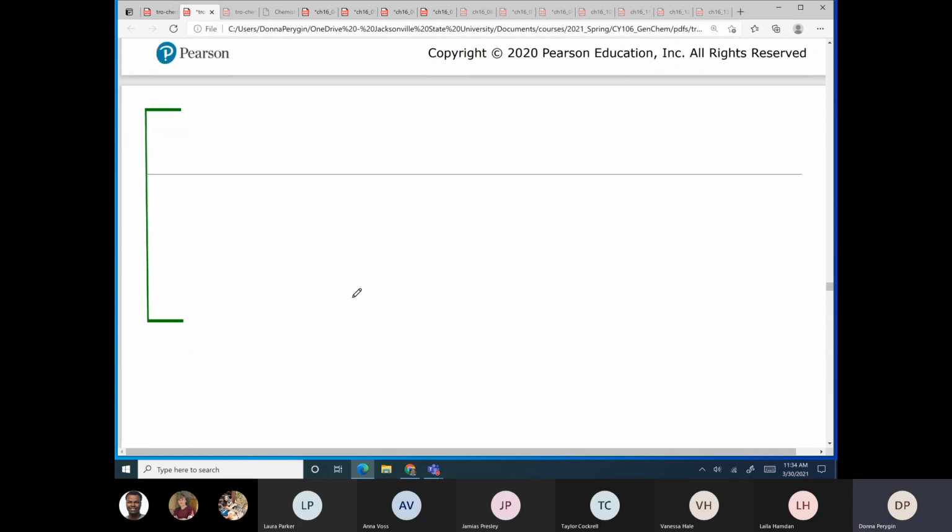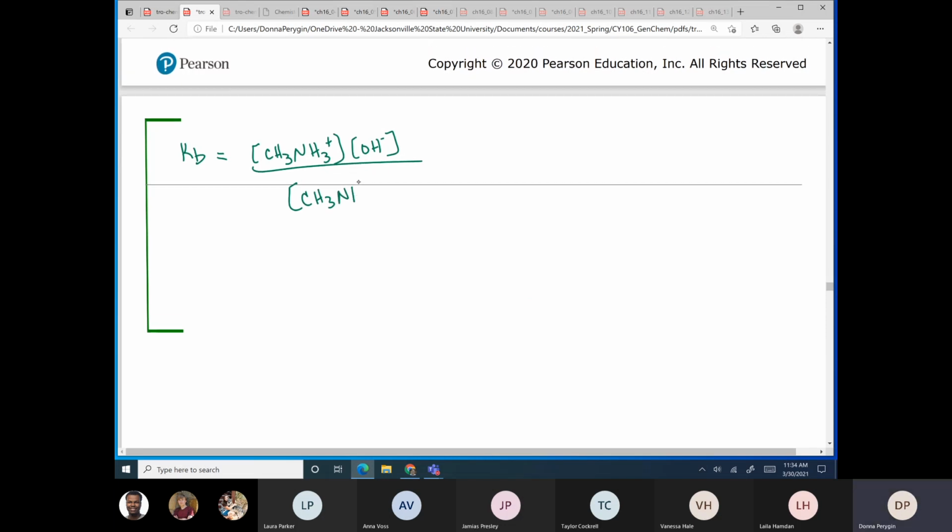So let's go down and set up our K expression. So Kb, this is a Kb because we have the base. Methylamine is a base. And we need to set up the K expression because it's an equilibrium problem, because it's a weak base. It doesn't completely dissociate in water. Kb is equal to the concentration of CH3NH3 plus, methylammonium, times hydroxide, divided by CH3NH2. So that's product over reactants, and we don't worry about the water because it's a liquid. Okay, so we can look up the Kb in a table.